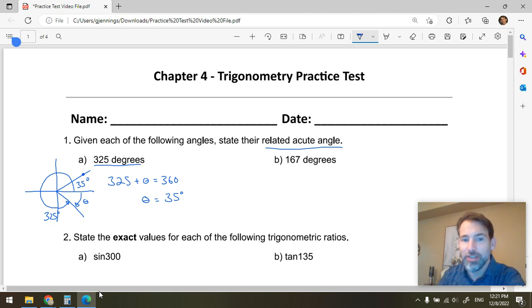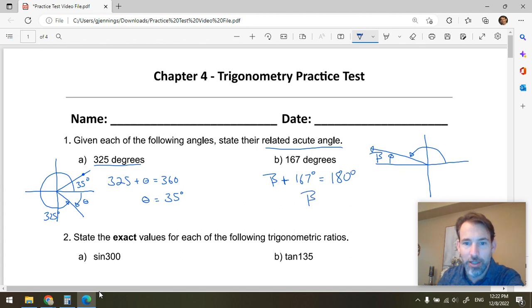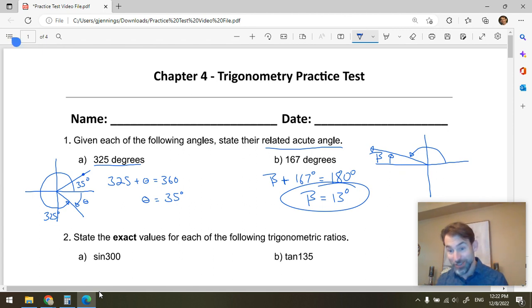All right, now what about 167 degrees? Again, have your visualization and then go 167 degrees. That's this angle here. Then ask, what angle is that making with the x-axis? That will be my related acute angle. Let's call this beta. Beta plus 167 degrees is equal to 180. Then you could rearrange that to find that beta equals 13 degrees. So that's how those are done.